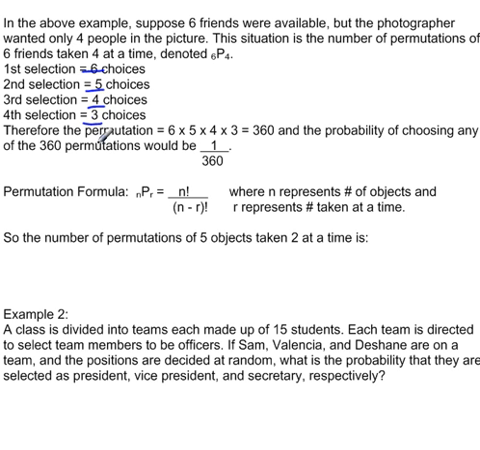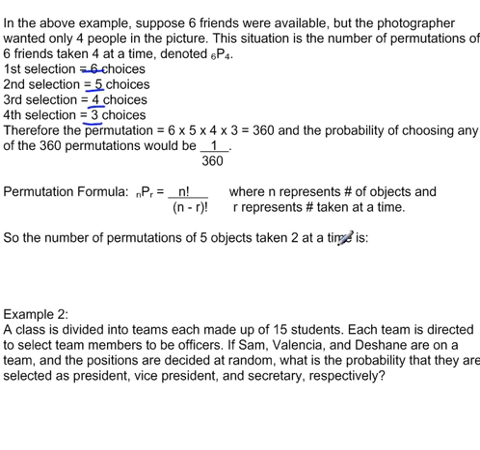So therefore, to do this permutation, you do 6 times 5 times 4 times 3, and it gives you 360. So the probability of choosing this, or this happening, is going to be 1 out of 360. But there is a formula that also works for permutation, where n is the number of objects and r represents the number that you're going to take out of that group.